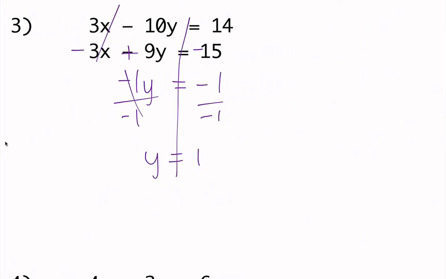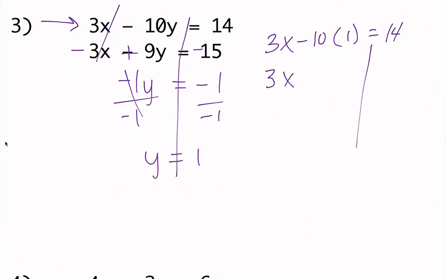So now that I know y, I'm going to go back to the first equation, take out y and replace it with 1. So that's going to give me 3x minus 10, replace y with 1, equals 14. And I'm going to solve. 3x drops down. Negative 10 times 1 is a negative 10. 14 on the other side.